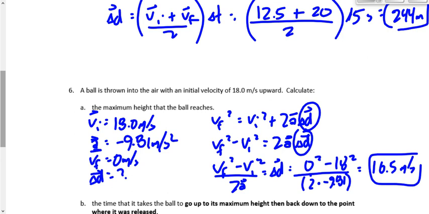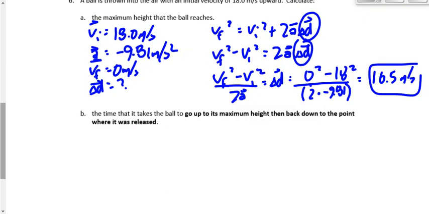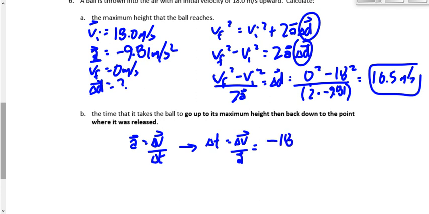The time that it takes the ball to go up to its maximum height, then back down to the point where it was released. Here's what I did. Just like there is a lot of times in these acceleration questions, there was more than one option in this. This is what I did, but it's not the only way to solve this problem. I said A is equal to delta V over delta T, and then I rearranged it to solve for delta T. I said delta V. Now watch carefully what I did. I said delta V is minus 18 take away 18. And the acceleration would be negative 9.81.